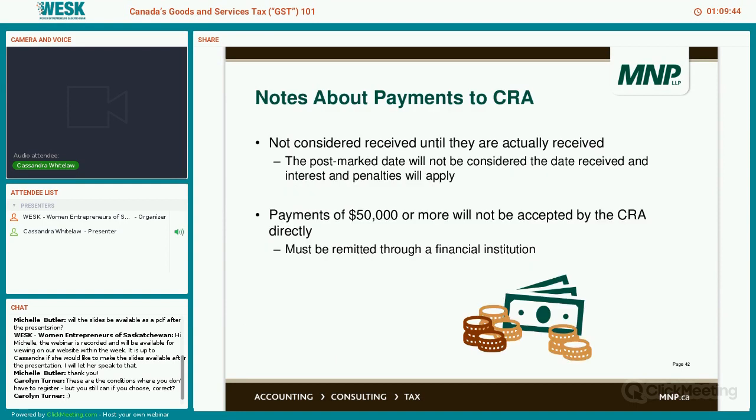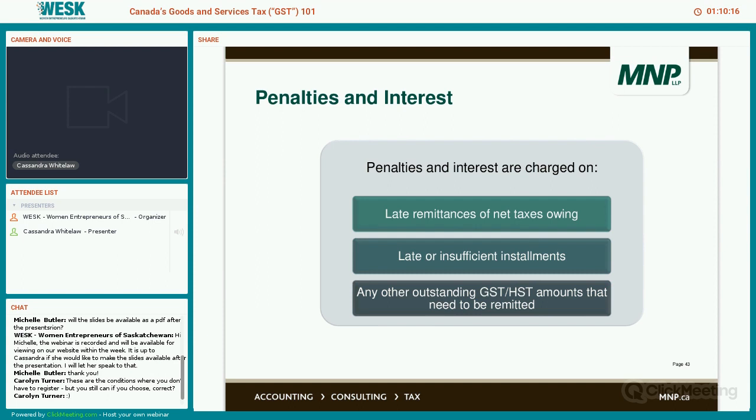A final thing to note about payments to the CRA is that they're not considered received until they're actually in the CRA's hand. So with some things, the postmark date counts as the date that the submission was received, but not in this case. The postmark date is not considered the date received. It doesn't get considered received until it's actually in the CRA's hand. Also, if you need to make a payment of $50,000 or more, you can't make that payment directly to the CRA. You must remit it through a financial institution.